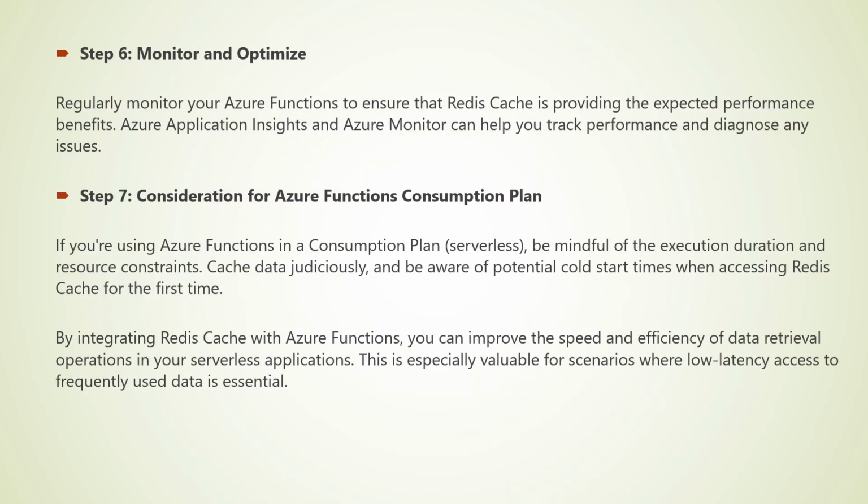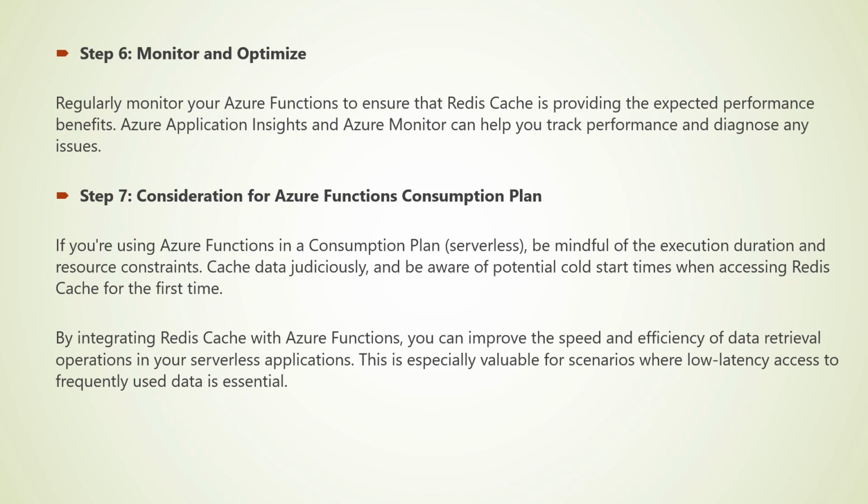Step 6. Monitor and optimize. Regularly monitor your Azure functions to ensure that Redis Cache is providing the expected performance benefits. Azure Application Insights and Azure Monitor can help you track performance and diagnose any issues. Step 7. Consideration for Azure Functions Consumption Plan. If you're using Azure Functions in a consumption plan, serverless, be mindful of the execution duration and resource constraints. Cache data judiciously and be aware of potential cold start times when accessing Redis Cache for the first time.